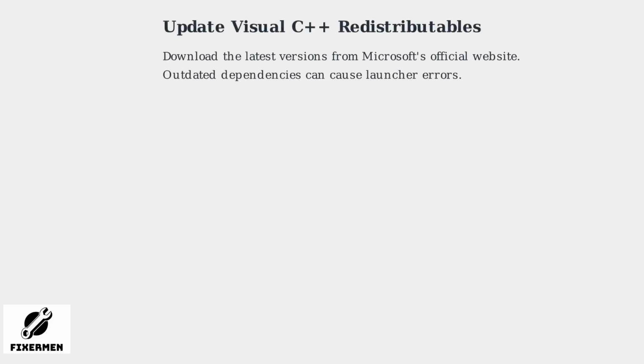If basic fixes fail, start with updating your system's Visual C++ redistributables. Visit Microsoft's official website to download the latest versions, as outdated dependencies are a common cause of Error 7002.1.